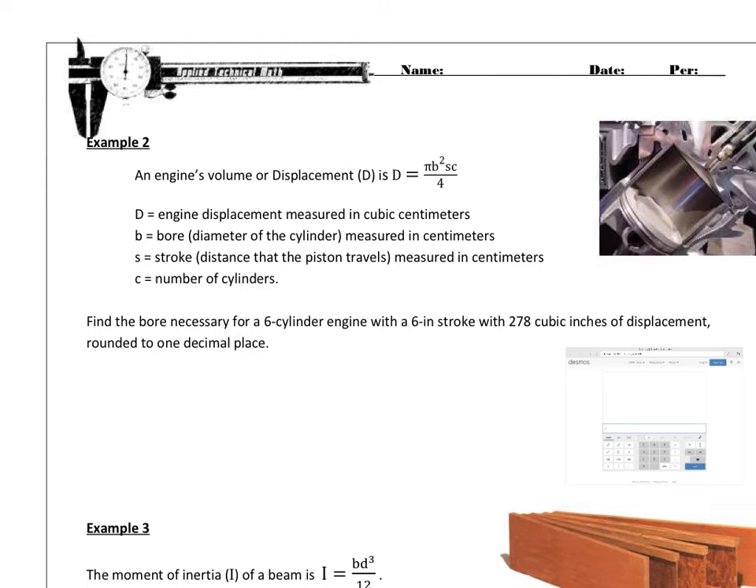But we've got a different situation here. Now we want to find the bore. We don't know the bore for a 6-cylinder. So 6 cylinders, that's the number of cylinders here, and a 6-inch stroke, that's going to be S, with 278 cubic inches of displacement. That's going to be D. Let's plug that in and see what we've got.